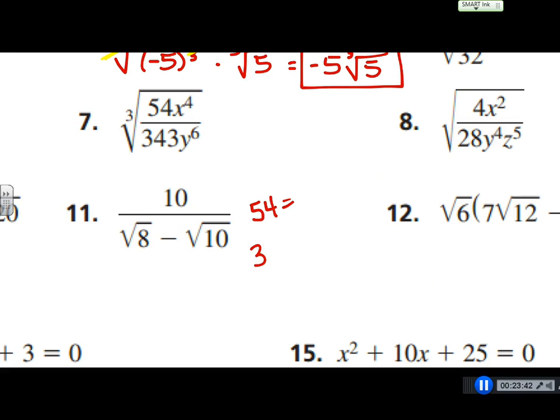Okay, for 343. What goes into 54? Divided by 2 is 27. If you were to factor out 54, you would get 2 times 3 times 3 times 3. If you were to factor out 343, you would end up with, who's figured that out yet? 7 times 7 times 7.